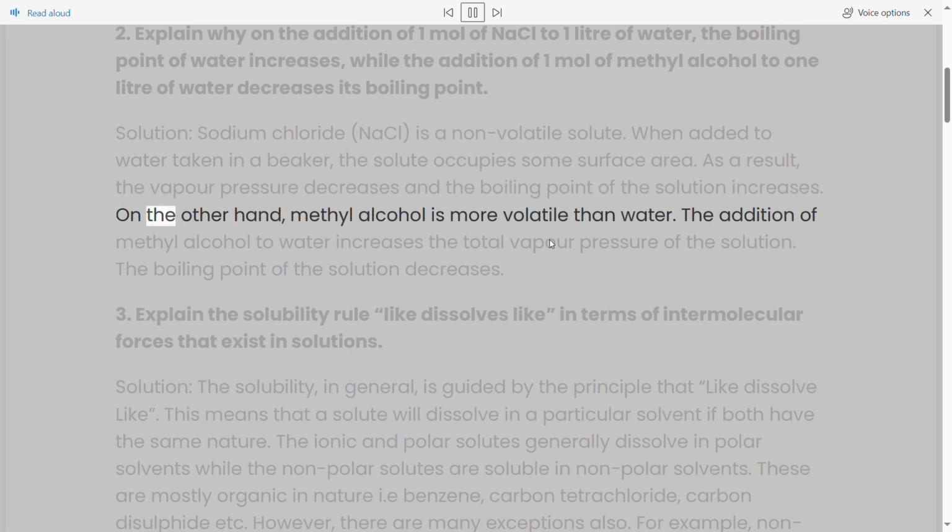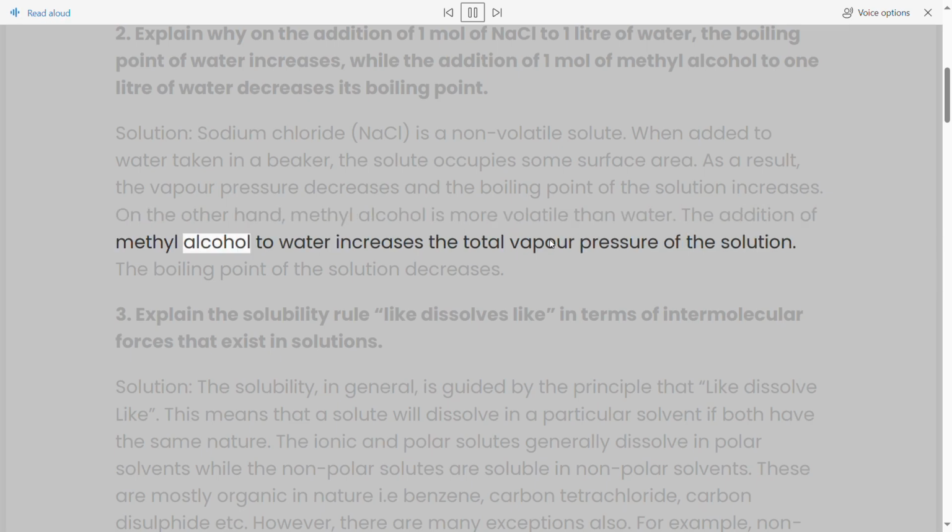On the other hand, methyl alcohol is more volatile than water. The addition of methyl alcohol to water increases the total vapor pressure of the solution. The boiling point of the solution decreases.